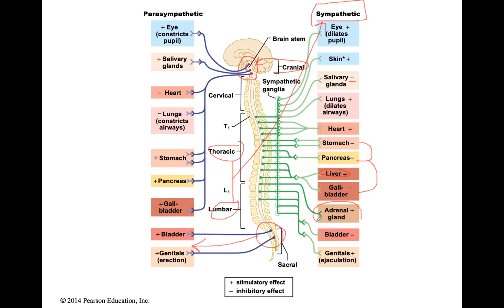The adrenal gland makes adrenaline. Bladder, you don't really need. You're not focusing on making urine. And peculiarly enough, the genitals are upregulated because ejaculation is considered a sympathetic response.